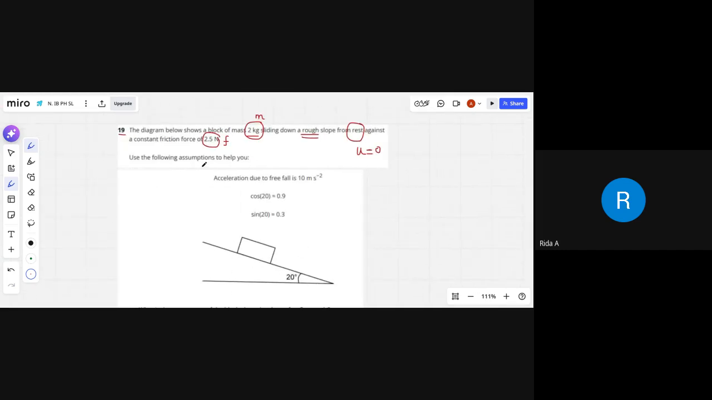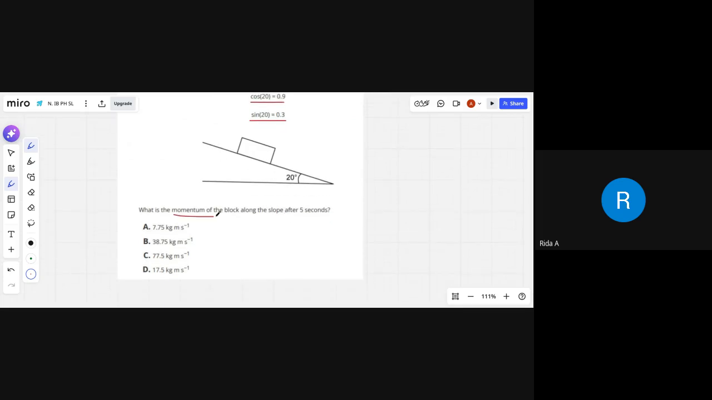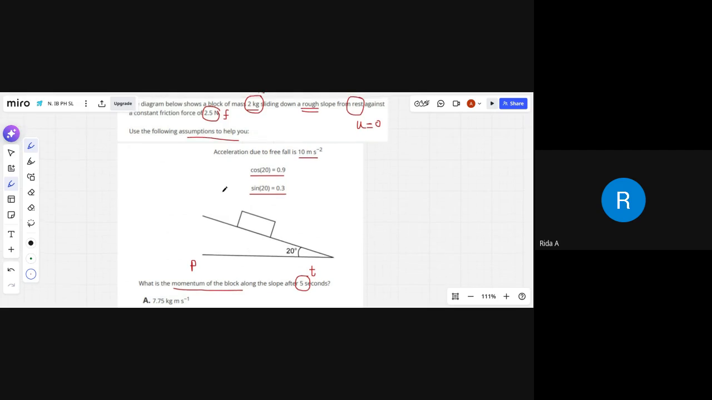So use the following assumptions to help you with the calculations. You can take acceleration of free fall to be 10 instead of 9.81 if you need it. Cosine of 20 is 0.9 and sine of 20 is approximated to be 0.3. So what's the momentum of the block along the slope after 5 seconds? Time is given to you and you want to know the momentum of the block. I'll give you a minute to think about it and then we'll take it.